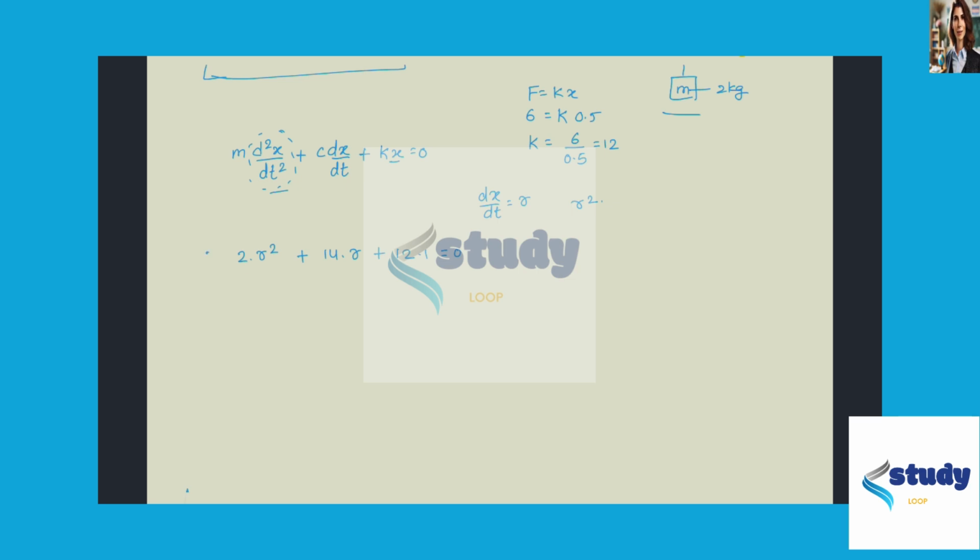So now we have a quadratic equation which can be solved easily. First we'll divide by 2, since all the numbers are multiples of 2. So this becomes r square plus 7r plus 6 equals 0, since 14 by 2 is 7 and 12 by 2 is 6. So 7 can be split such that the addition gives 7 and the multiplication gives 6. That is 6 plus 1, and 6 into 1 is 6. So (r plus 6)(r plus 1) equals 0.